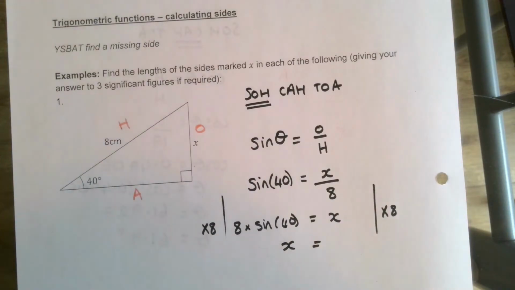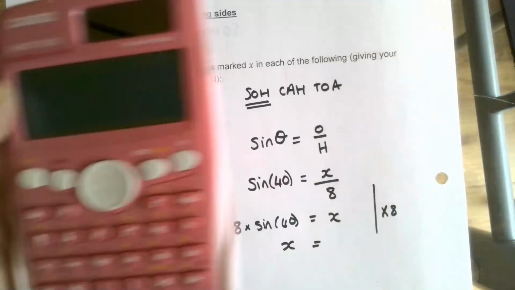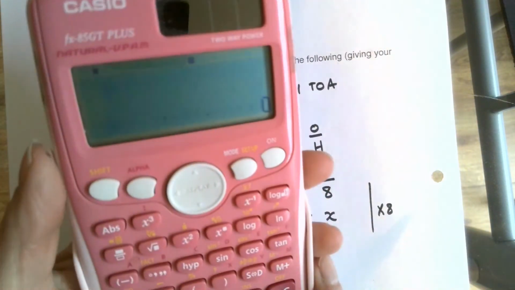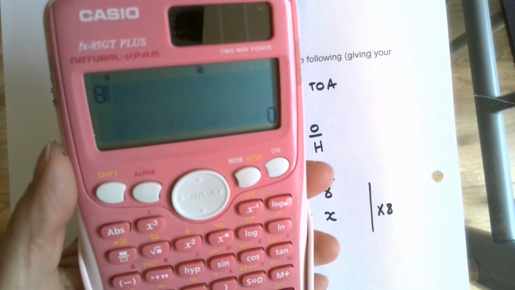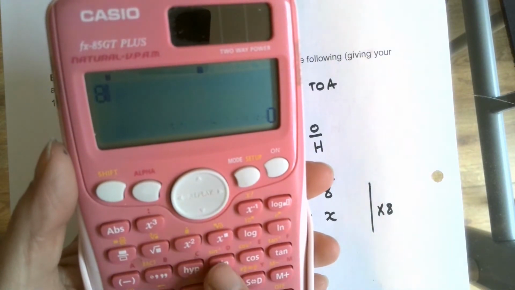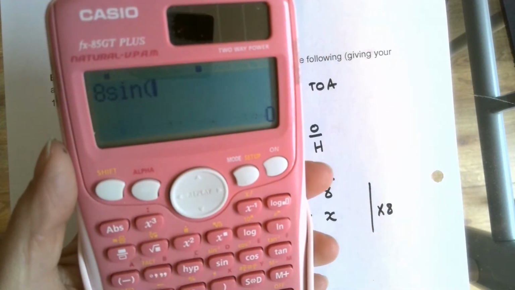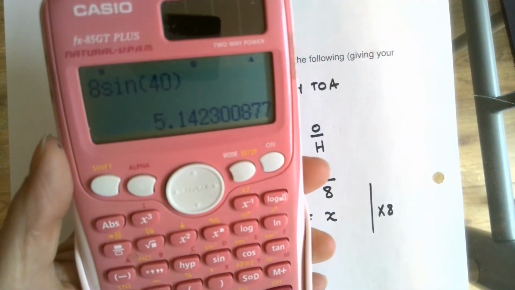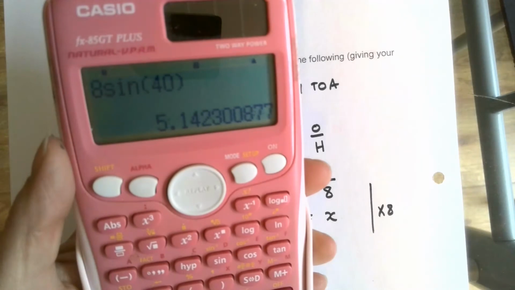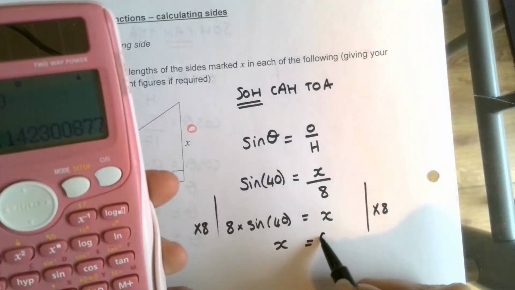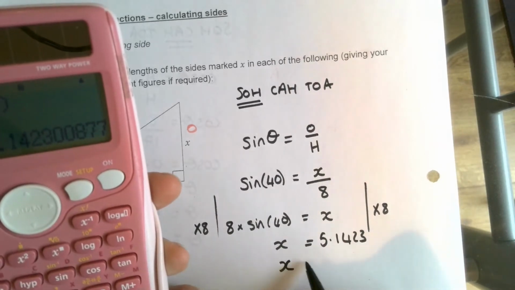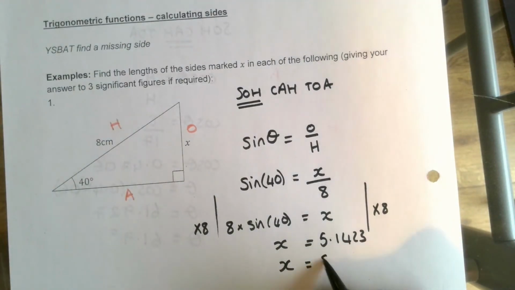So how I would type this in is just to type in 8 sine 40. So I've got 8 sine 40. Close my bracket and hit equals. And that gets me 5.1423, etc. So 5.1423, and to 3 significant figures, that's just 5.14.